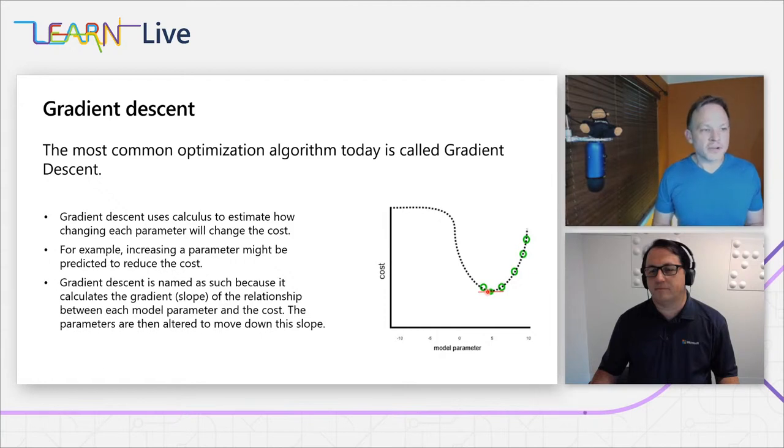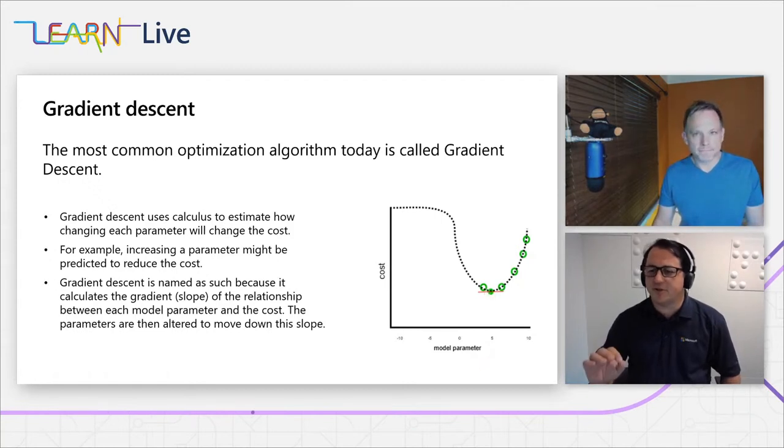Now, this is a very simplified version of gradient descent. This is actually the gradient descent algorithm. There are some more advanced variations of gradient descent, but essentially all of our optimization algorithms derive from gradient descent. They're just advancements on this basic algorithm.